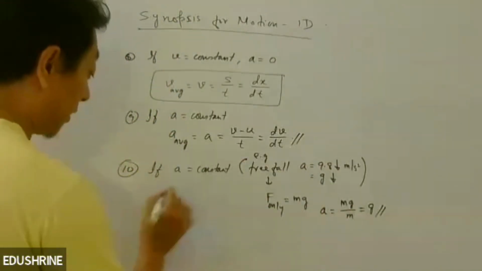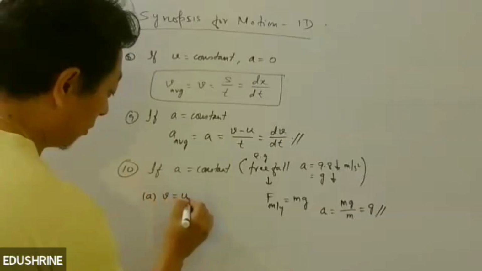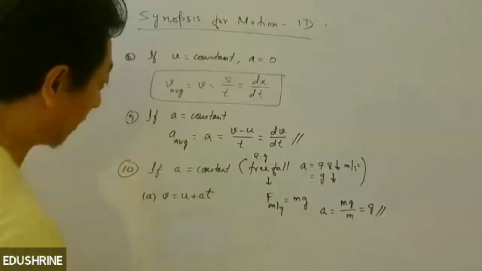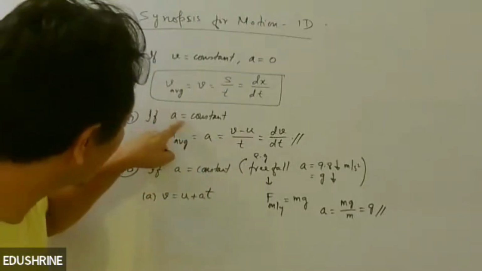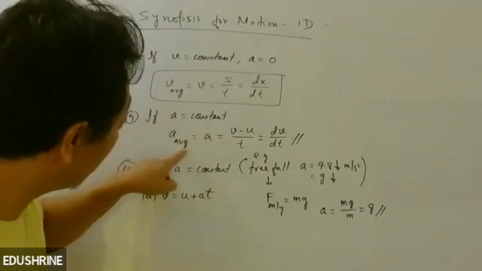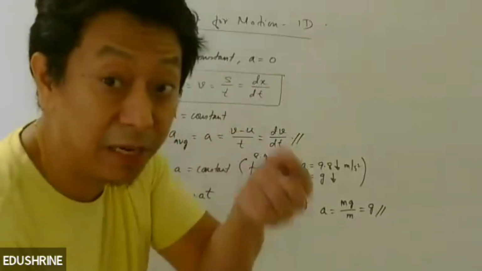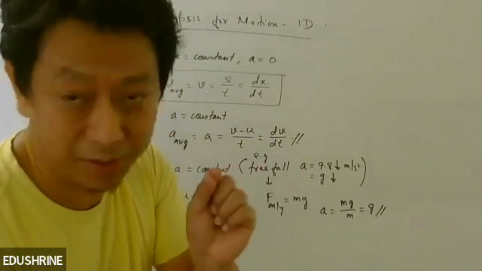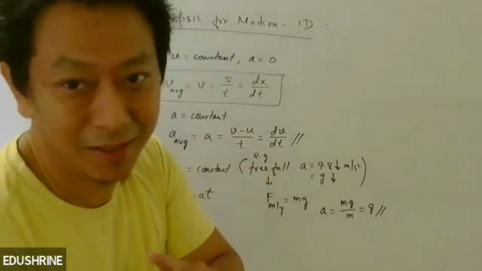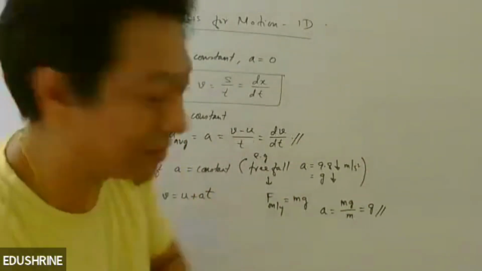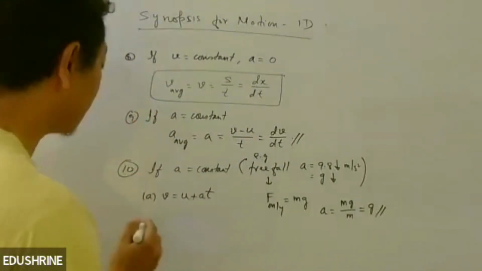So if A is constant, then we have some nice formulas. First one, V equals U plus AT. That too I told you here also, see? Yes or no? If A is constant, then the average A definition is this one, delta V by delta T. See, average means delta Y by delta X, average. Instantaneous means dy by dx, if y changes with x. Here we are talking about with time.